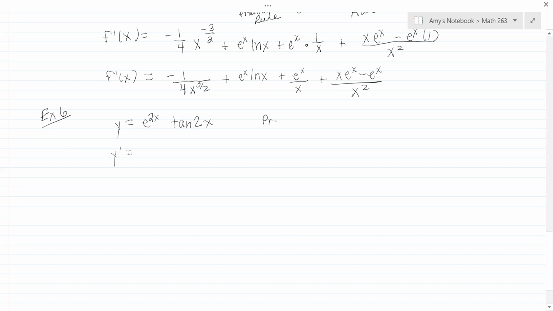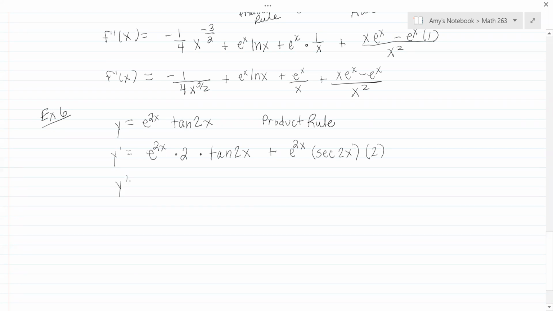We're going to have to do a product rule. So the derivative of the first, the derivative of e to the 2x, is e to the 2x times the derivative of this exponent, which is 2, times the second function, plus the first times the derivative of the second. Now the derivative of tan is secant squared, and remember, leave your inside in there, then times the derivative of that inside. So the derivative of 2x is 2.